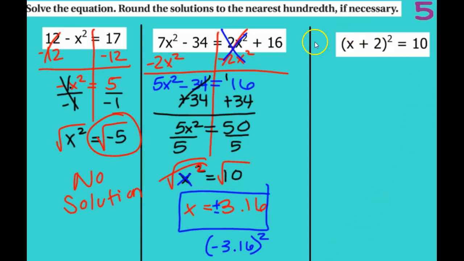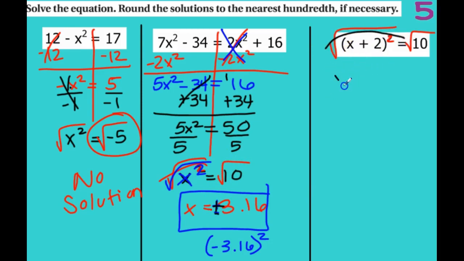Alright, this next one, a little bit more complex. There are two ways we could do this. We could draw our box and multiply x plus 2 by x plus 2, but there's an easier way to do this. We learned earlier that to get rid of the squared, we take the square root. So if we want to get rid of this squared right away, we can, because this is all that's on that side. So I'm just going to take the square root of both sides. But remember, when you take the square root, we have a positive answer or a negative answer.